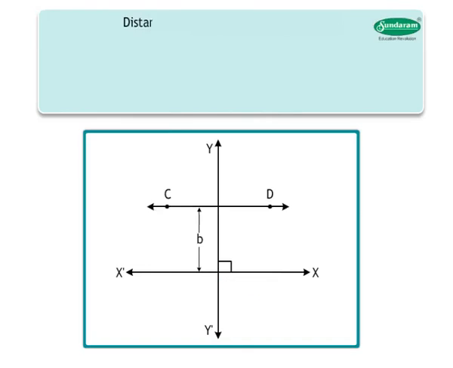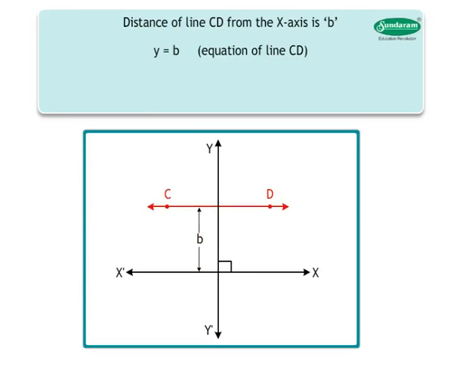Consider the line CD. Line CD is parallel to the x-axis such that its distance from the x-axis is b. The y-coordinate of every point on the line CD is b, which is a fixed number, so y is equal to b, which is the equation of line CD.